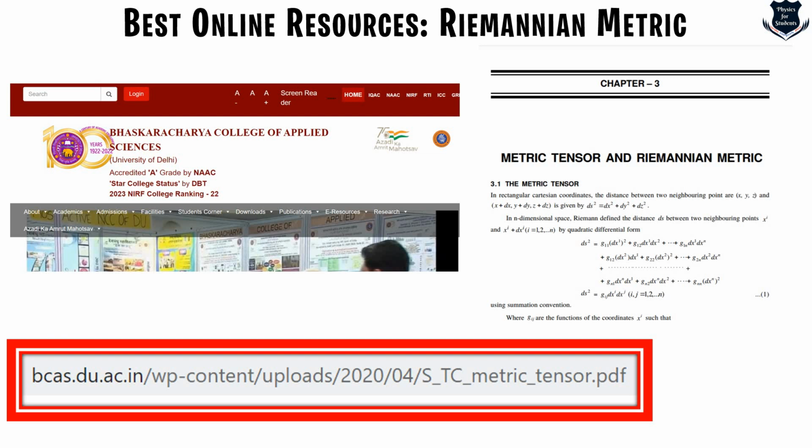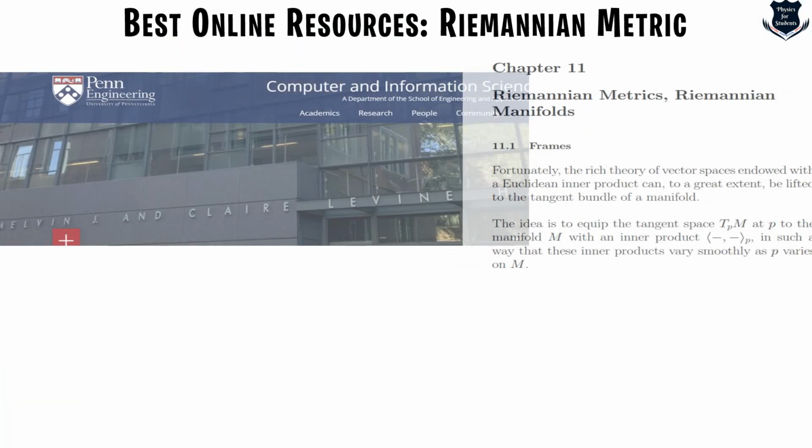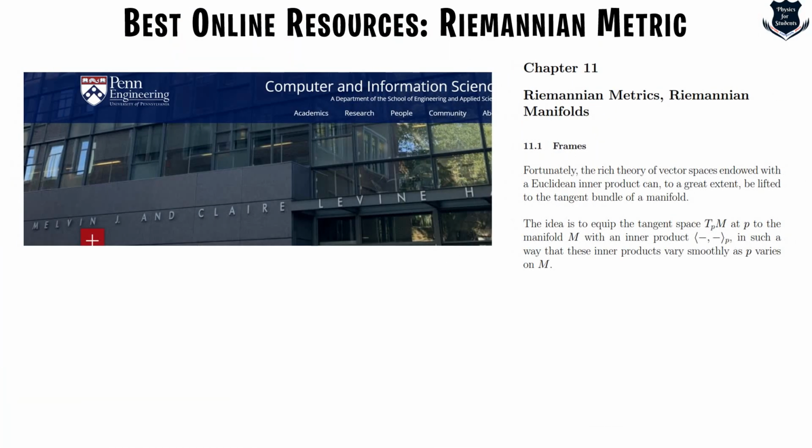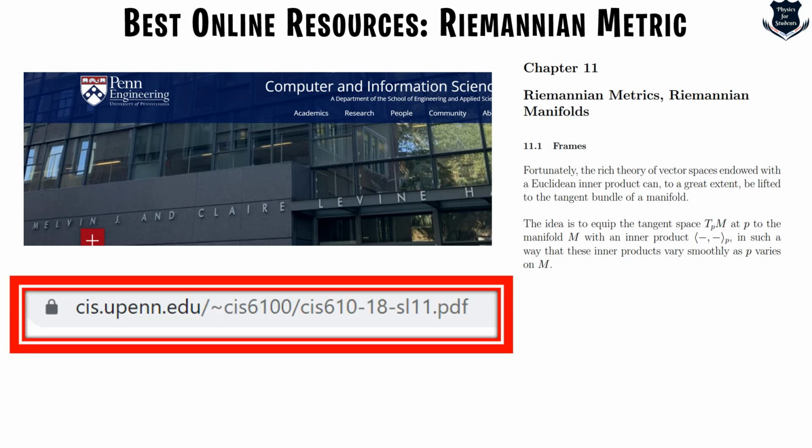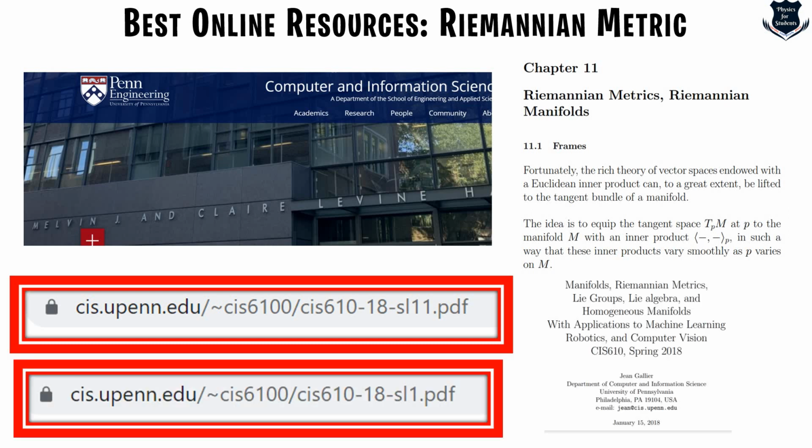This is the website I have given. Although it says metric tensor, it obviously contains Riemannian metric and other things. You can go ahead and download it. The next online resource would be this one, again University of Pennsylvania. It contains a beautiful article on Riemannian geometry. Now this is chapter number 11, but the entire book and the resource is here.